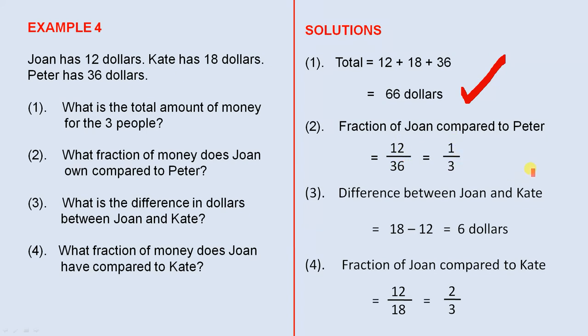The difference between Joan and Kate. When you see the word difference, that means subtraction, minus, take away. 18 take away 12 is $6. And the fraction of Joan compared to Kate: Joan has 12, Kate has 18. When you simplify 12 over 18, you get 2/3.